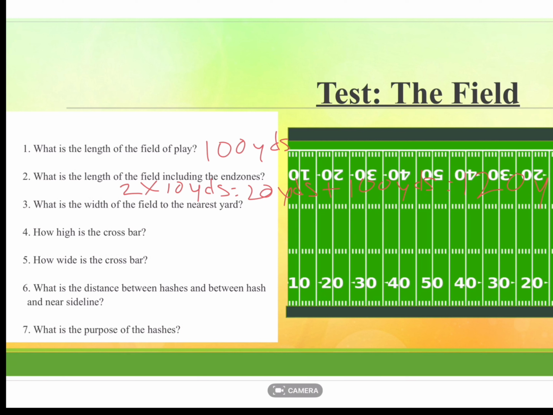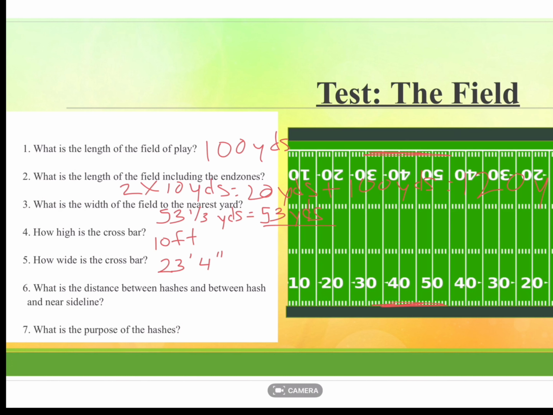What is the width of the field to the nearest yard? Okay, so from sideline to sideline, that distance is 53 1/3 yards, but to the nearest yard, that is 53 yards. How high is the crossbar? That was 10 feet. How wide is the crossbar? In high school, we said that was 23 feet, 4 inches. Now remember, in the NFL and in college football, the crossbar is only 18 feet, 6 inches.